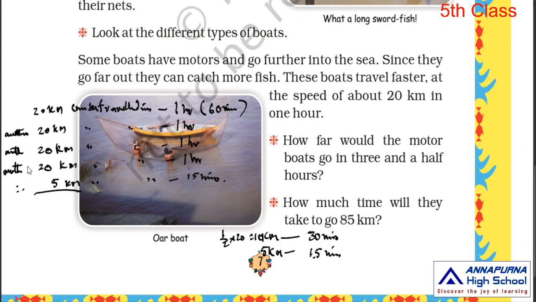Therefore total, 20 plus 20 plus 20 plus 20 plus 5 is 85. Now add the hours: 1 plus 1, 2 plus 1, 3 plus 1, 4 hours. So 85 kilometers can be traveled in 4 hours 15 minutes. So this is the answer for this one.